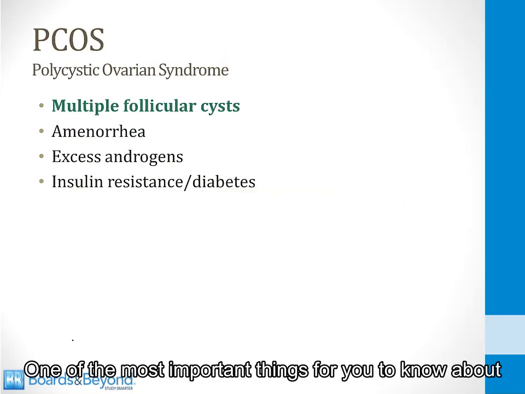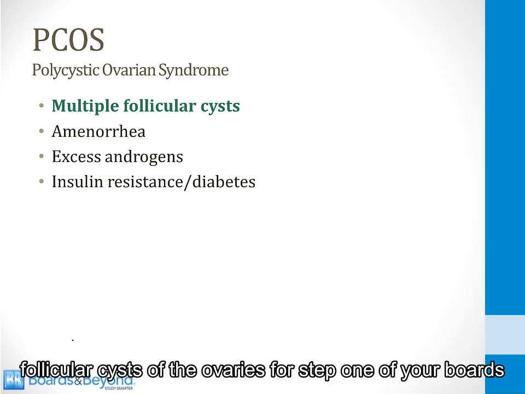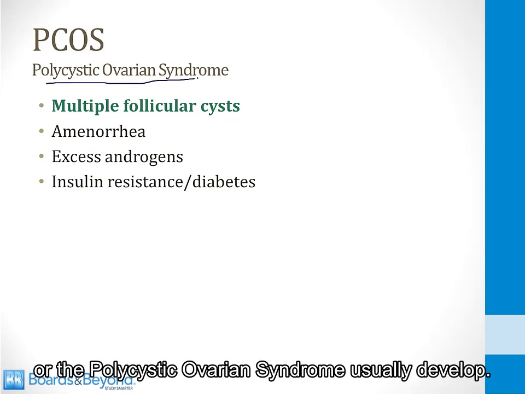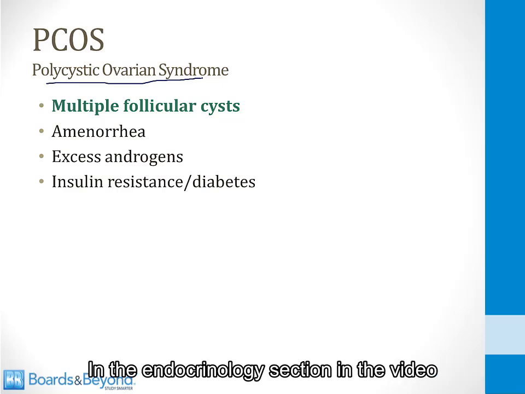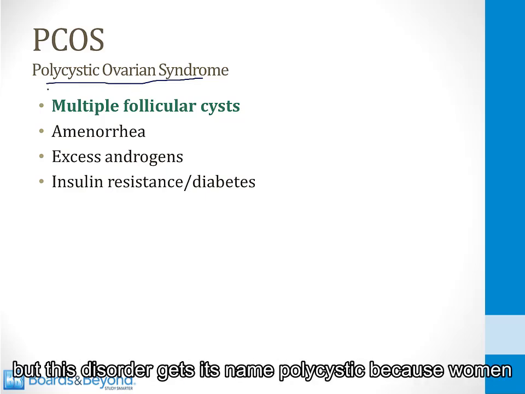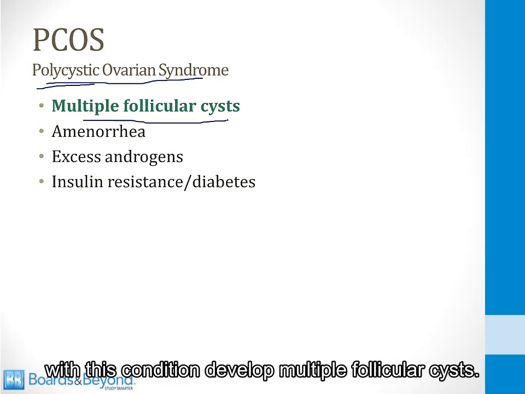One of the most important things for you to know about follicular cysts of the ovaries for step 1 of your boards is that this is the type of cyst that women with PCOS, or polycystic ovarian syndrome, usually develop. In the endocrinology section, in the video on the menstrual cycle, I talk about PCOS in detail. But this disorder gets its name, polycystic, because women with this condition develop multiple follicular cysts.